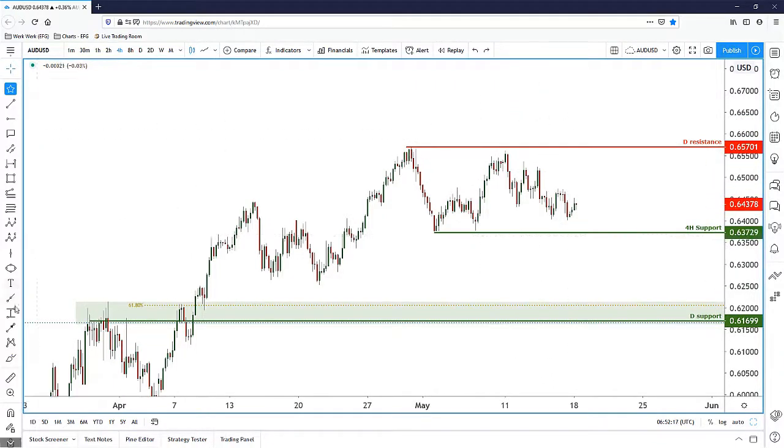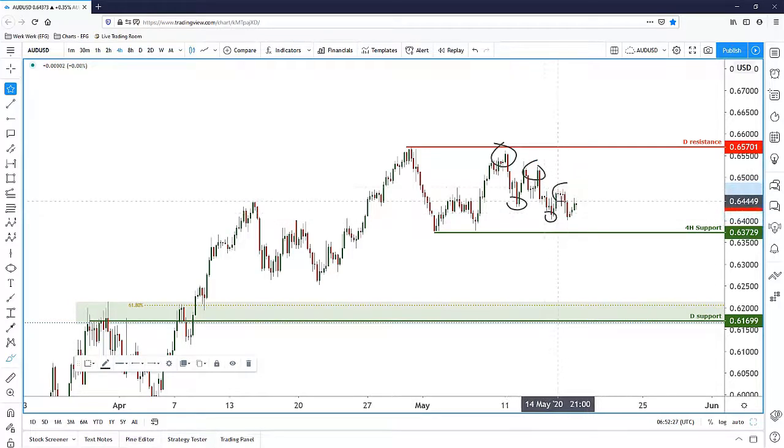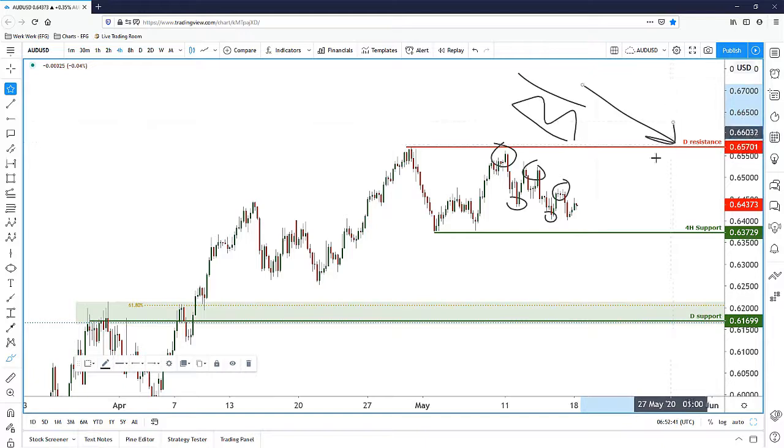Now, where is the resistance? Right, the resistance is a bit tricky because price made a high here, it made a lower low, and then it made a lower high, and then it made another lower low, and another lower high. Now, when we see lower highs and lower lows, we immediately know that price is in a downtrend, right?